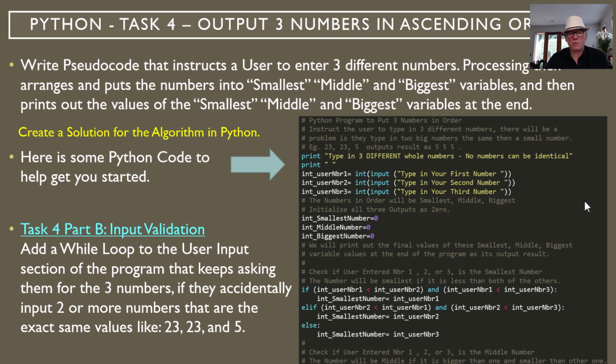And then, of course, there's the problem to think about. What if they put in two numbers the same, like 23, 23, and 5? Will your program work okay, or do you need to have some other modification to tell them, hey, we want three different numbers, and if they accidentally put in two the same, kind of stop the program and ask them to redo the input, perhaps with a while loop. But that's getting quite tricky and challenging, but see how you go with that one.